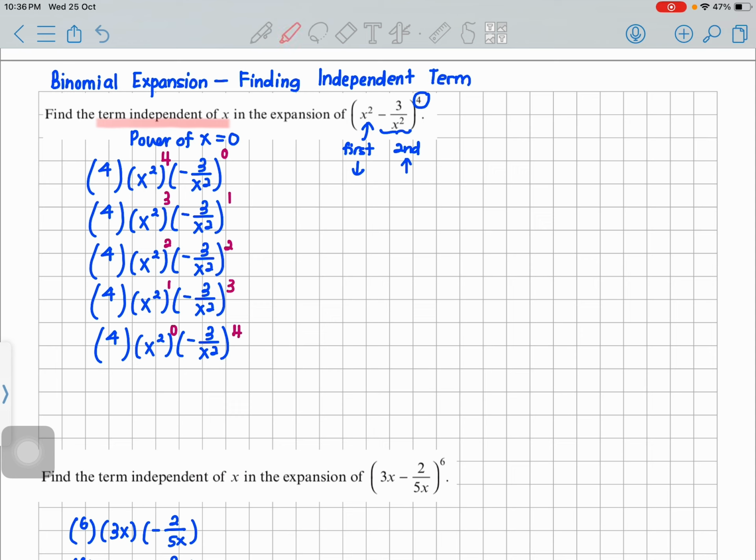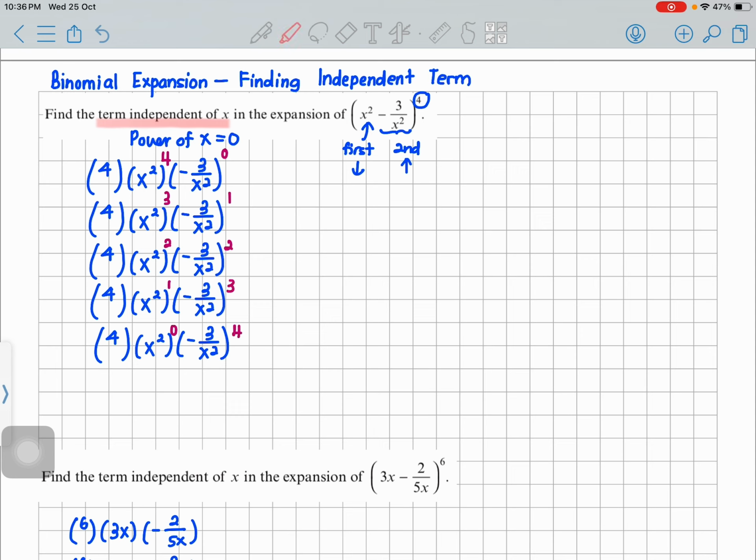Now, using this, I want to find a term which is not dependent on x. So maybe most of you, what you will do, you will expand this one. 4 choose 0 is 1, then you get x power 8, and then anything to the power of 0 is 1. So your first term is x power 8. Now let's try the second one. We get a 4, then x power 6, and then we get negative 3 over x squared. A basic simplification will tell me that I am getting negative 12 x power 4.